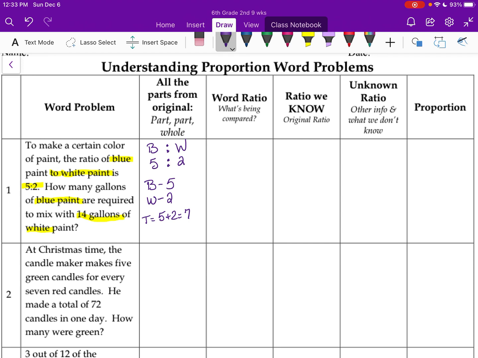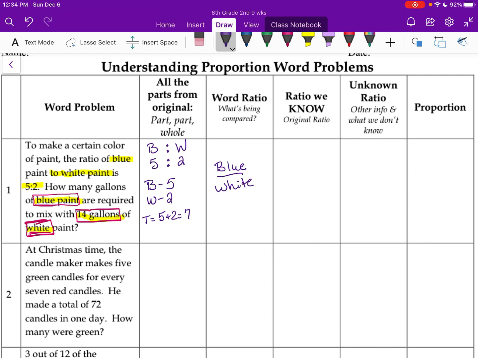Okay? So now let's think about, okay, what word ratio do we need? So to find that, we are always going to look at our question. We're going to look at what are they asking us for? So they're asking us for blue paint. And then what's the other piece of information that they give us? Not from our original ratio that they give us, but the other piece of information. All right, the other piece of information is the 14 gallons of white. So we need a blue to white ratio. And that's what they gave us, so that's going to make it easier. So we need blue to white.